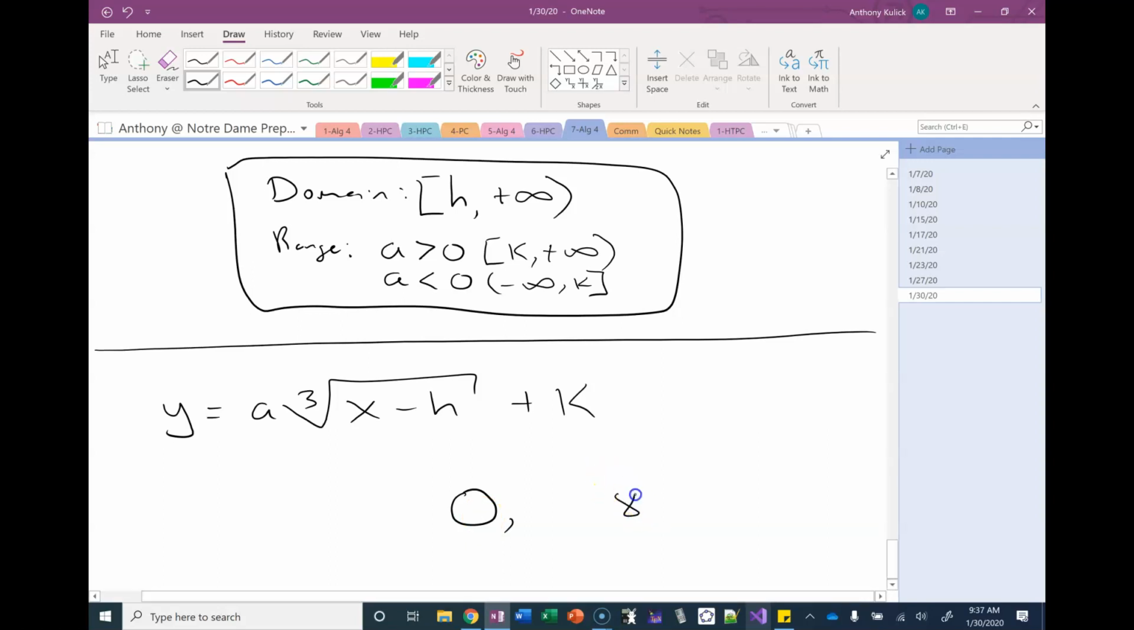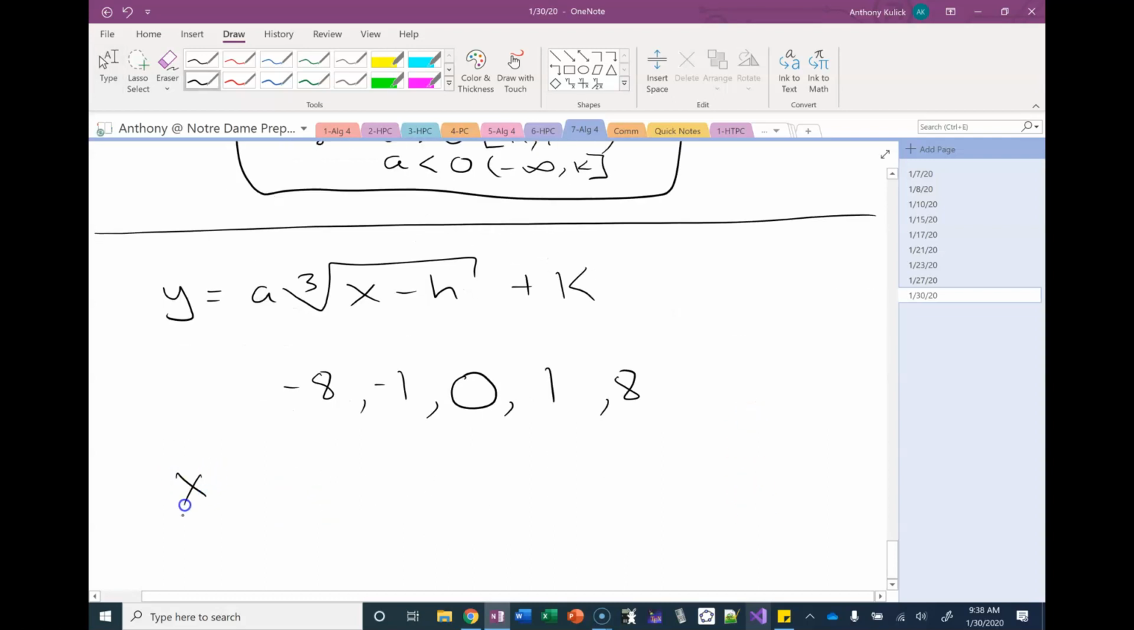There's 1 in between. 1, but 8 also works. What's the first number preceding 0 we can take the cube root of and get a whole number back? -1. And the number before -1? -8. Everybody's okay there?